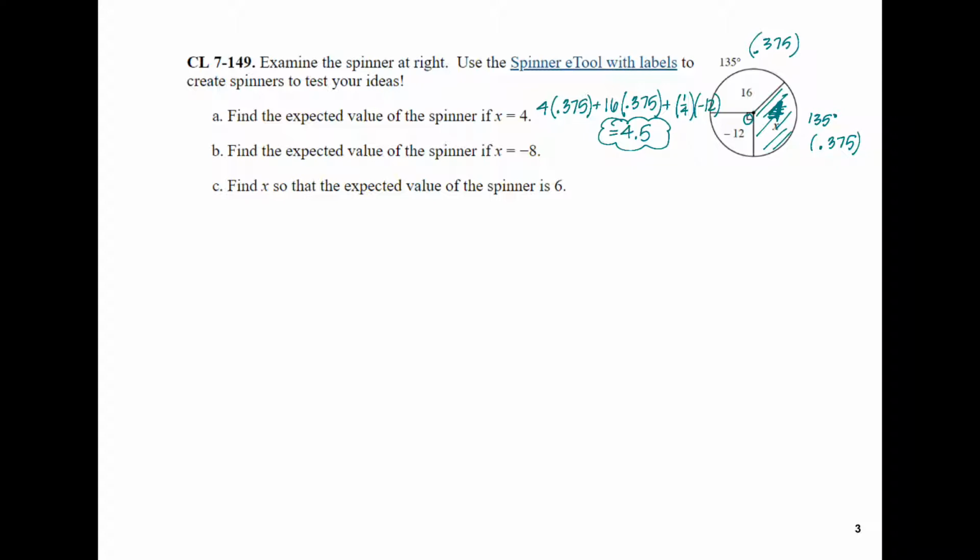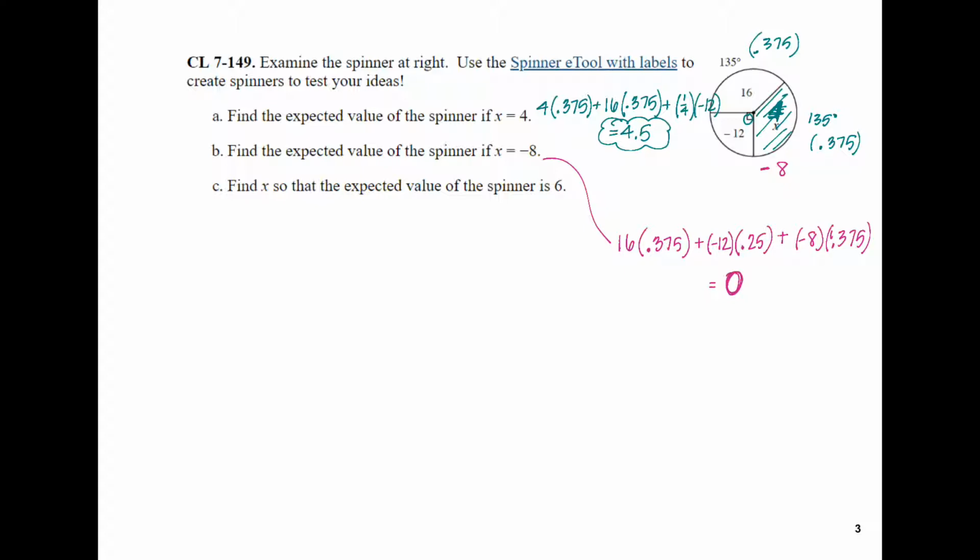This time we're going to try it again, but we want the expected value for spinning a -8. So we're going to take 16 times the probability of spinning a 16, which is 0.375. We're going to add that to -12, and the probability of spinning a -12 is a 1/4 chance, 0.25, plus the probability of spinning a -8, which is 0.375. When we multiply and then add all of those together, we get the expected value of 0.